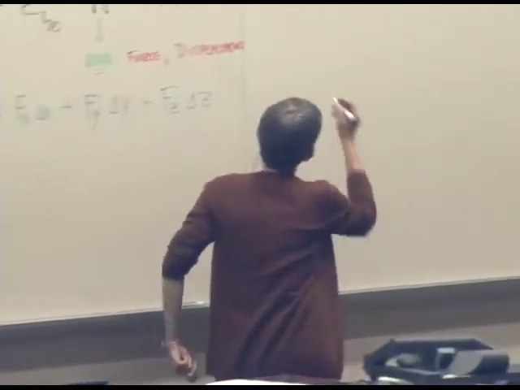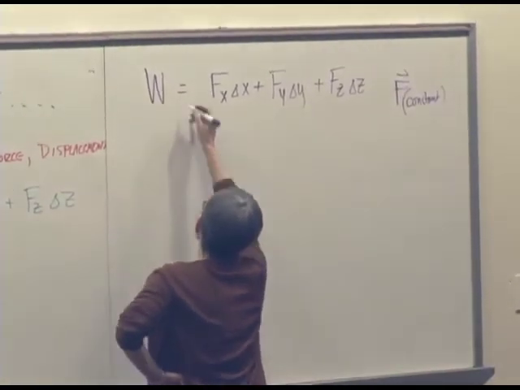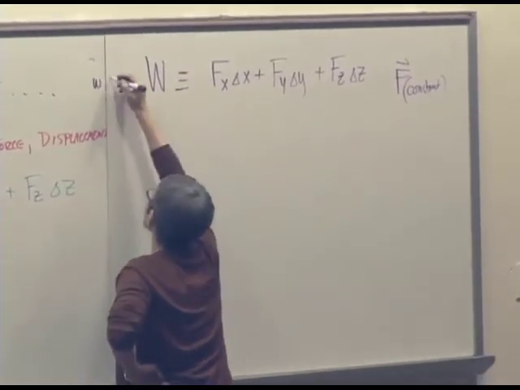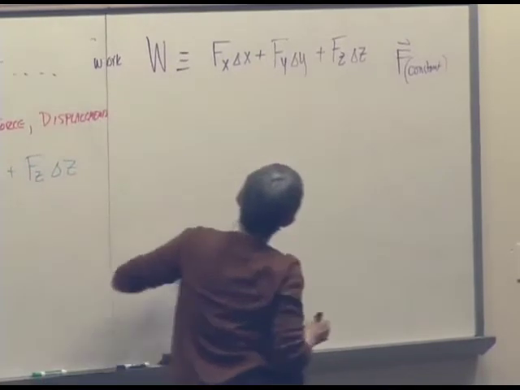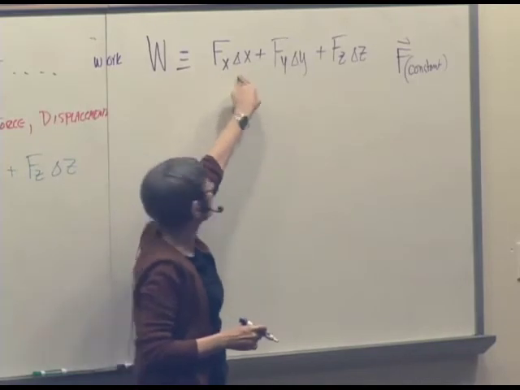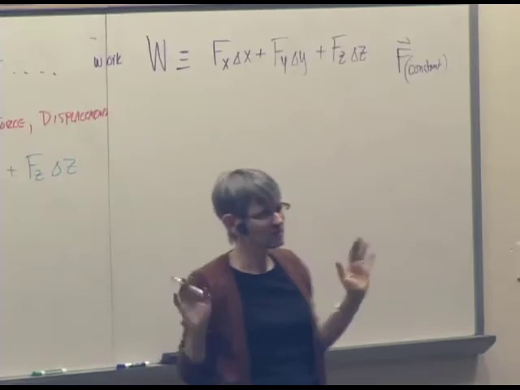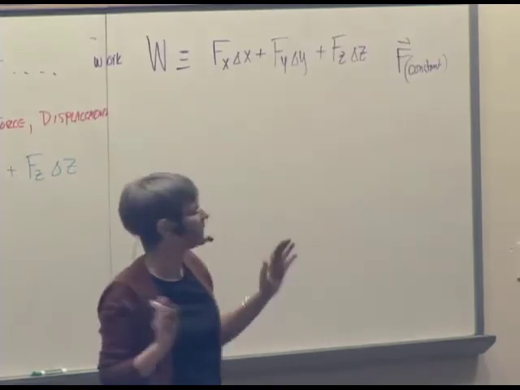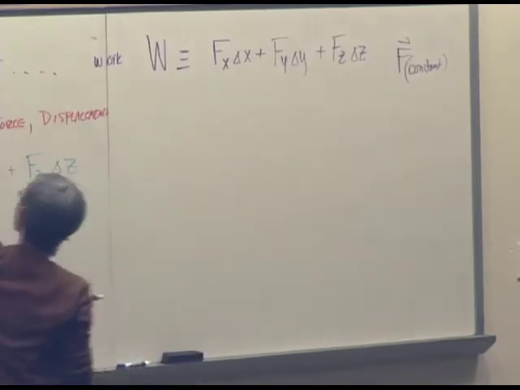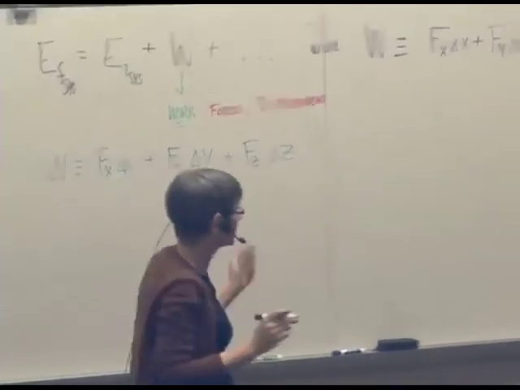So this is a definition. This is work. And notice that x components of forces can be negative, or delta x's could be negative, or any of these things could be negative. So work, it looks like, could be positive or negative. And that makes sense because it's going to change the energy of a system. It might make it go faster, it might make it go slower, so that's okay.